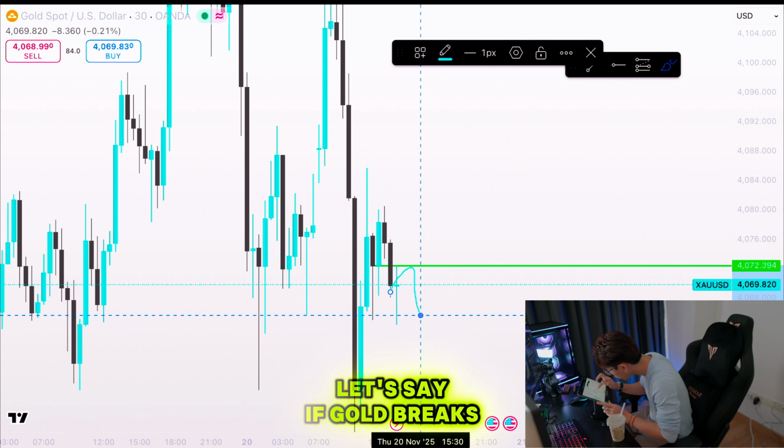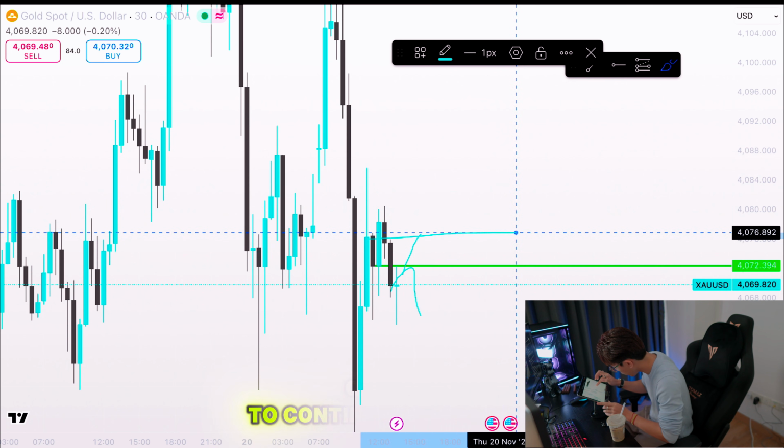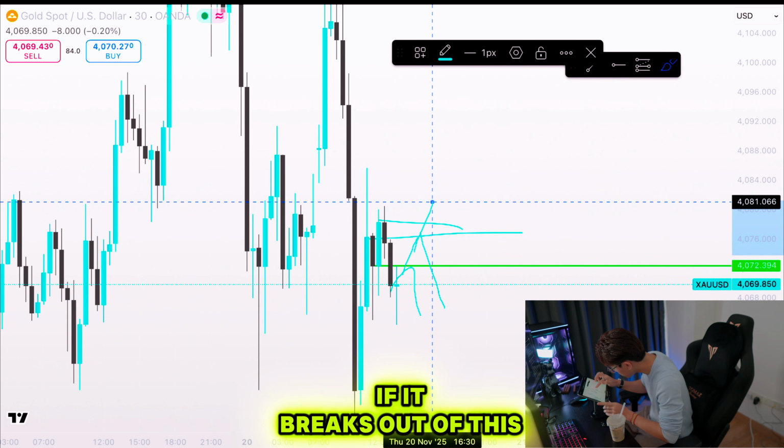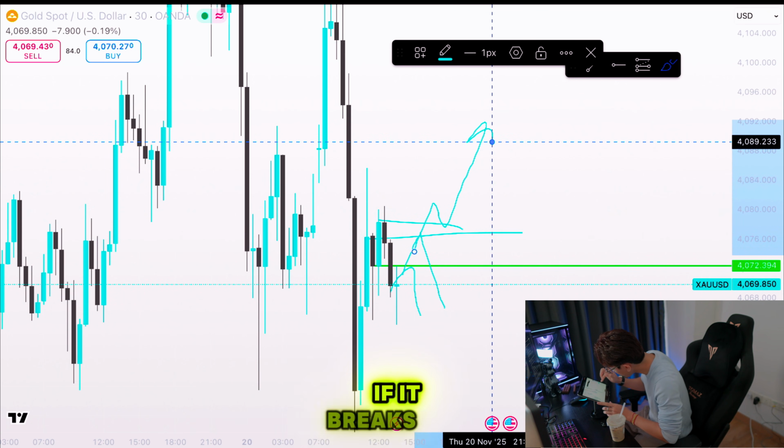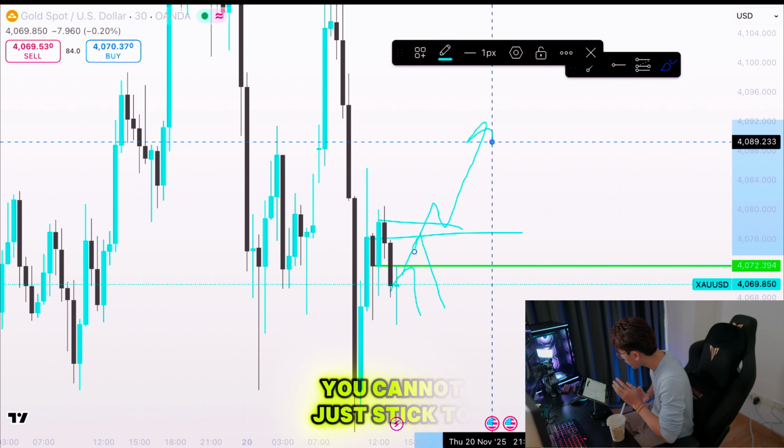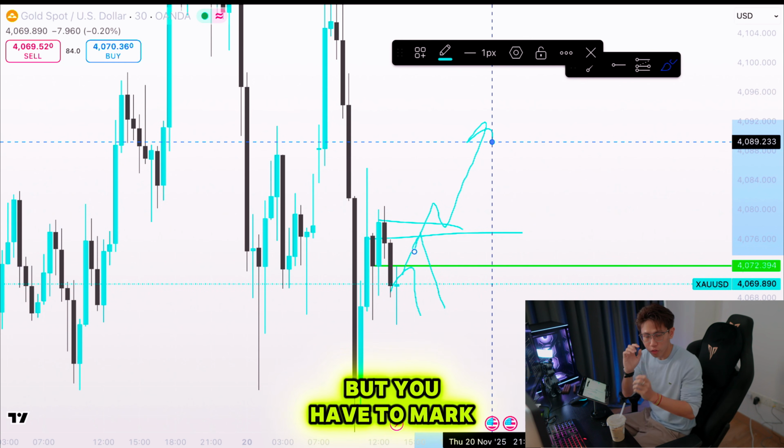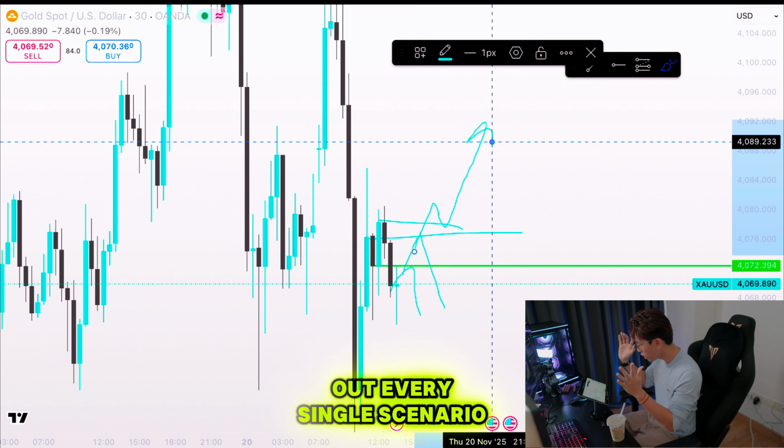Let's say if gold breaks out of the zone, most likely it's gonna go to this QM here to continue going down. If it breaks out this entire zone, it's gonna continue flying. So if it breaks out, I'm gonna take buys. You cannot just stick to one scenario, you have to mark out every single scenario.